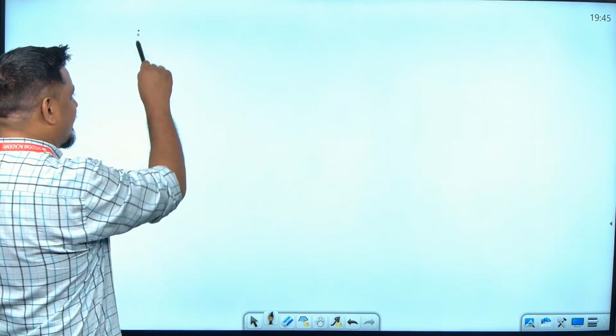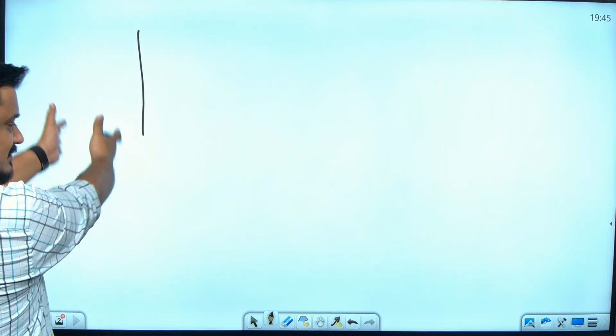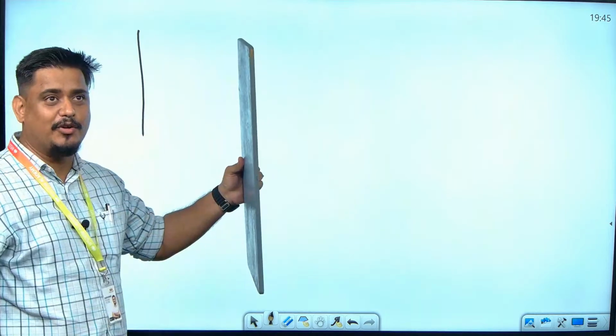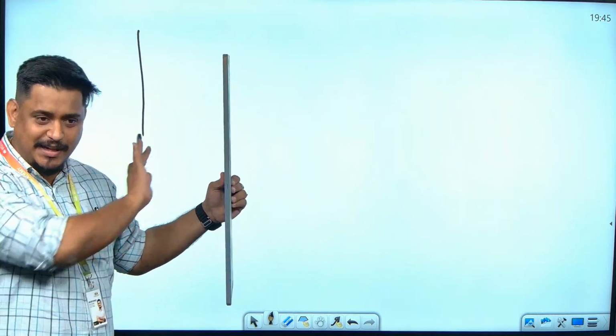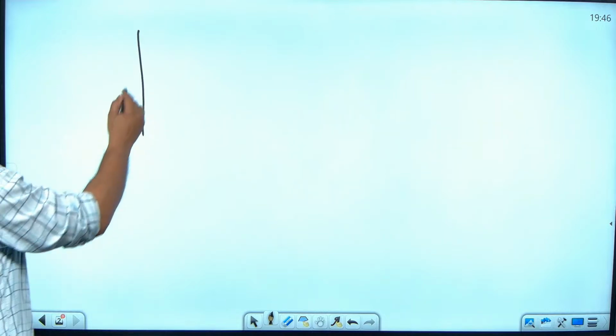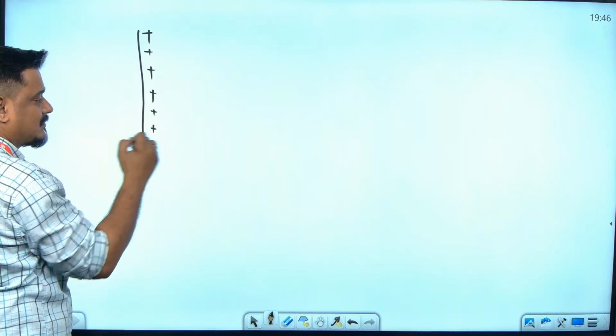So I have a plate. I am drawing a single line because you imagine it is like this, right? If I ask you draw the diagram, what you will draw? Line only you will draw, no? Something like that. Okay, it is in this plane. So this is a positively charged plate.